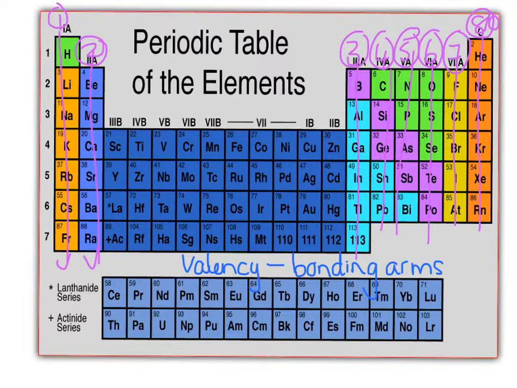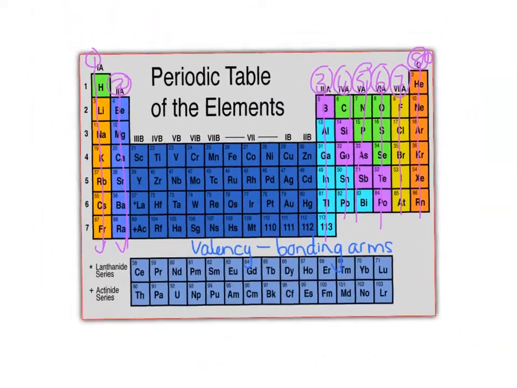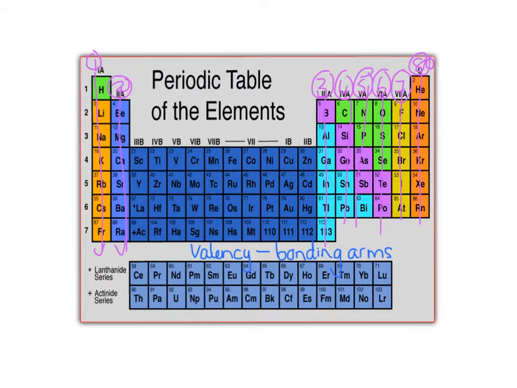Group 1, just going to make it a tiny bit smaller so I can scribble. Group 1 will have a valency of 1, because it loses 1 electron. Group 2, 2, because it loses 2 electrons. Group 3, 3, because it loses 3 electrons. This is, as you can tell, very challenging. Group 4 has a valency of 4, because it can lose 4 or gain 4.